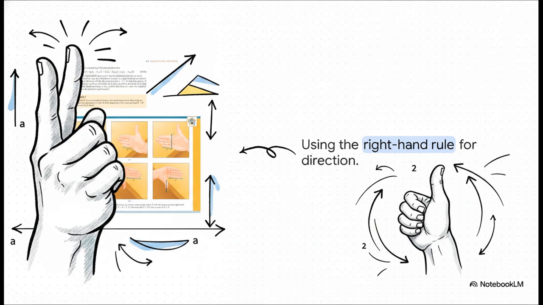To find out exactly which way, we use a neat little trick called the right-hand rule. Seriously, do this with me right now. Hold your right hand up. Point your fingers in the direction of the first vector, vector A. Now curl your fingers naturally towards the second vector, vector B. Look at your thumb. Your outstretched thumb is currently pointing in the exact direction of the new cross-product vector. It's literally a physical rule you can take into any physics test.